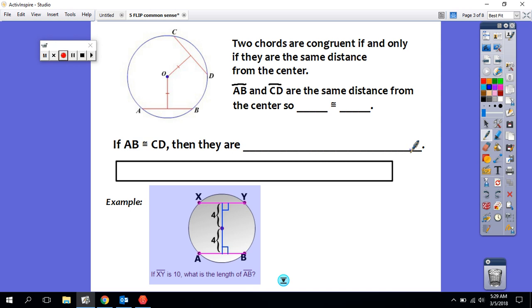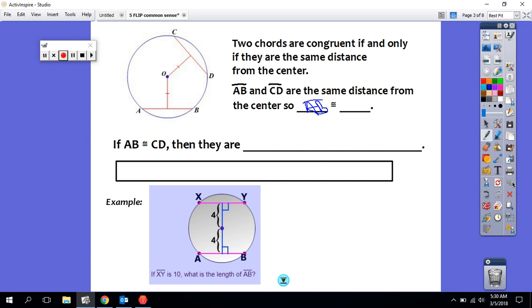Our next common sense chord theorem says that two chords are congruent if and only if they are the same distance from the center. When you have an if and only if theorem, it means it works both ways. So two chords are congruent if they're the same distance from the center, and if you know that they're the same distance from center, we can say that the chords are congruent. So if we notice here from point O, the center of the circle, to segment CD, we have a congruence mark. Same thing over here, so I know that CD is the same distance from the center as AB. So since AB and CD are the same distance from the center, that means that AB and CD are congruent.